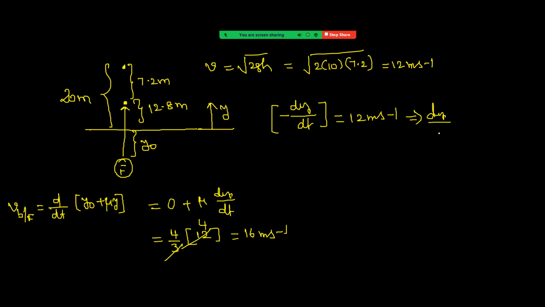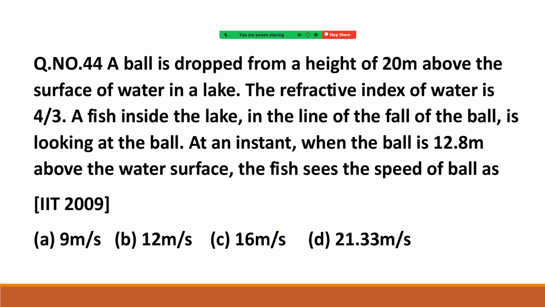So what is the value of dy by dt? That is minus 12 meter per second. So here we should take actually minus 12. But here we are calculating only the speed. Speed means the modulus of that, and why we got negative means the velocity is downwards, that's why it is negative. Anyhow they're asking only speed, it is 16 meter per second. If they ask direction, it is downwards. So it is option C, right?